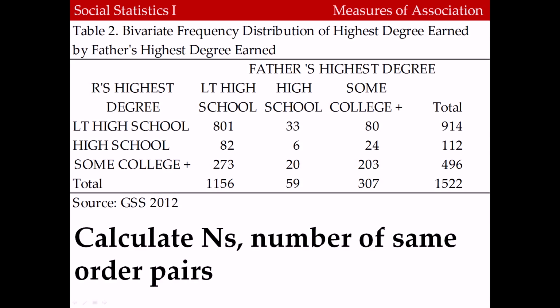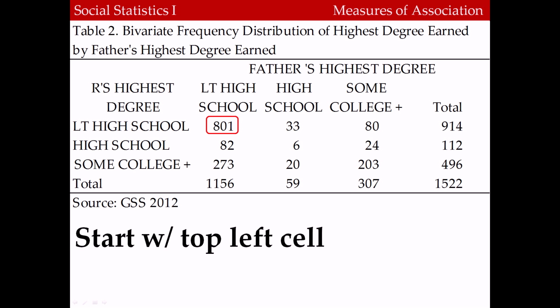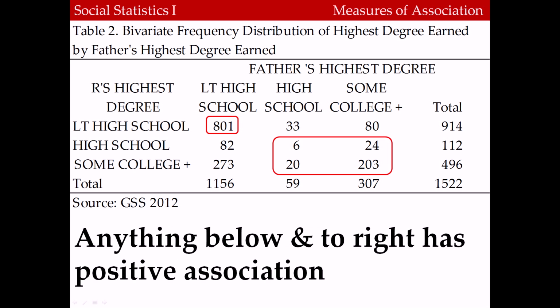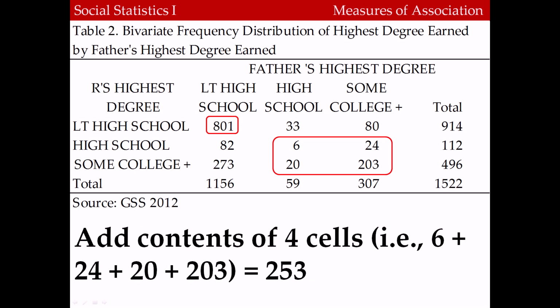To calculate the number of same-order pairs, we start by finding any combinations of cells that have a positive association. And so we should start at the top left-hand corner, and then anything below and to the right is going to have a positive association. So how do we get the number of unique pairs across these combinations of cells? Well, all we have to do is just add the contents of the 4 cells that have a positive association with the focal cell. That is, we add up 6, 24, 20, and 203 to get 253.